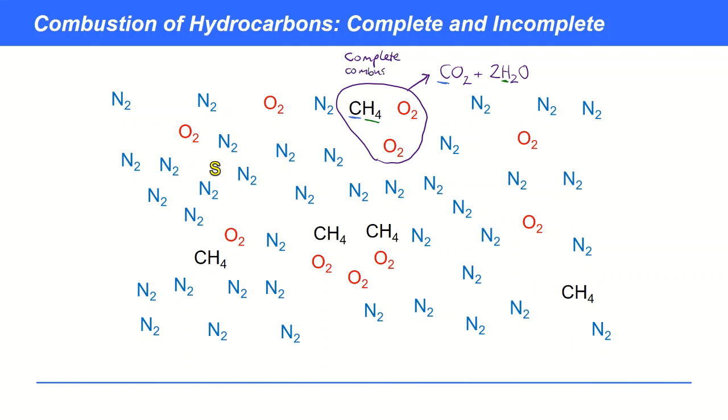Both the hydrogen and the carbon have been oxidized as much as they possibly can. And notice here I need one methane molecule to two oxygens to get this done. Now, if I have slightly less oxygen around, so a ratio of 2 methane to 3 oxygen, I can actually get another reaction taking place. And this is known as incomplete combustion.